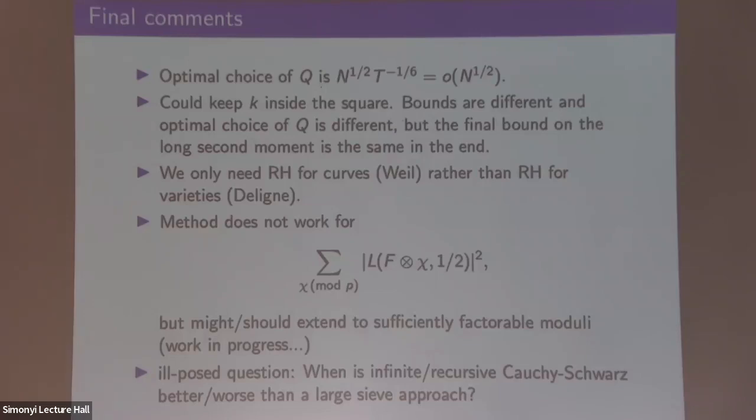And that was a lot simpler, but I'd like to know for what problems is it better, or can we use this infinite Cauchy-Schwarz argument and get something where you can't replace it with a large sieve? Or can you always replace it with a large sieve? This is a very vague question.